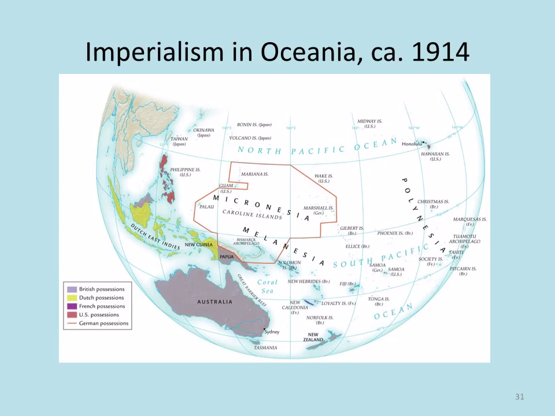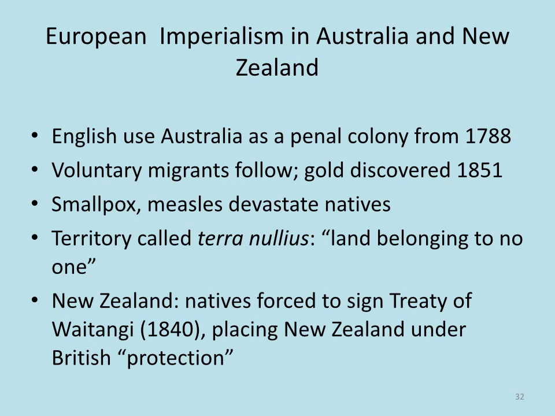So when we start talking about imperialism, we have to talk about Oceania. Now, this is really when Oceania is starting to really get going here. We have pretty much ignored Oceania through most of the year, but this is when Oceania is starting to really come on the map because all these European countries are trying to take over it.